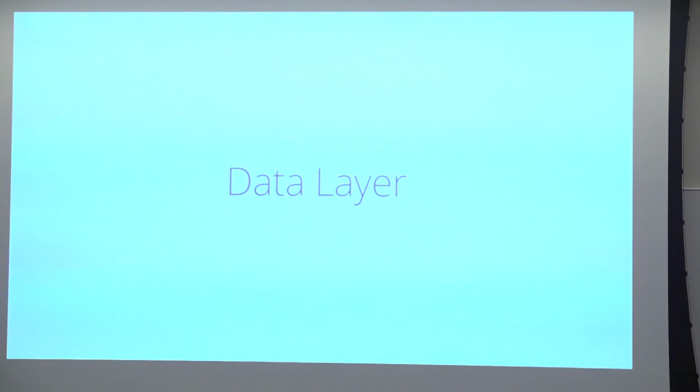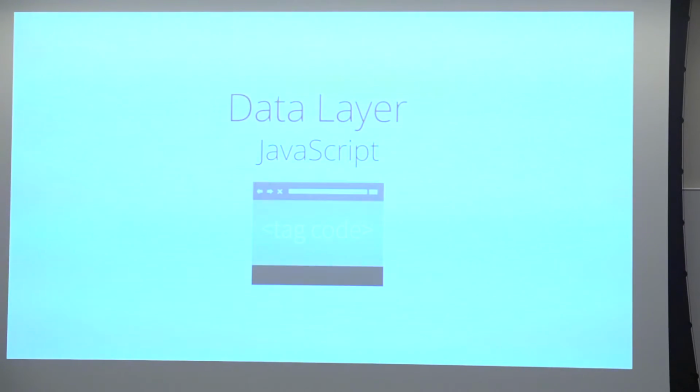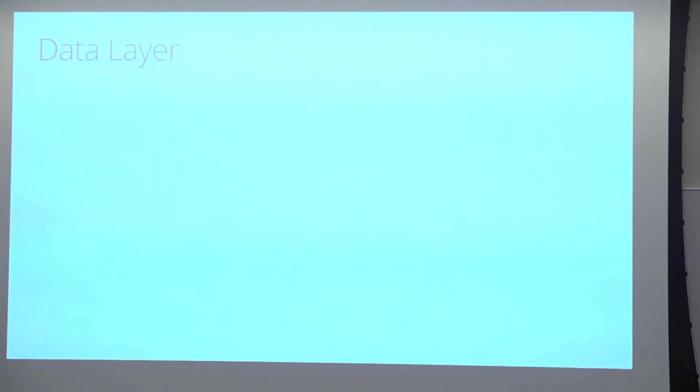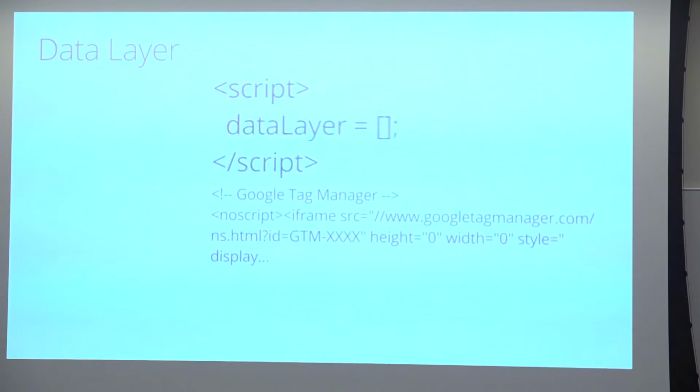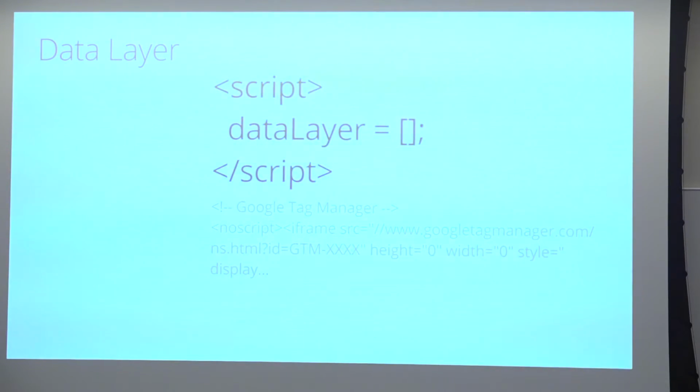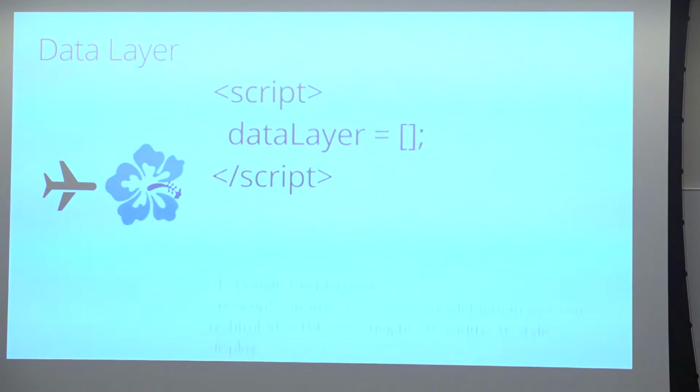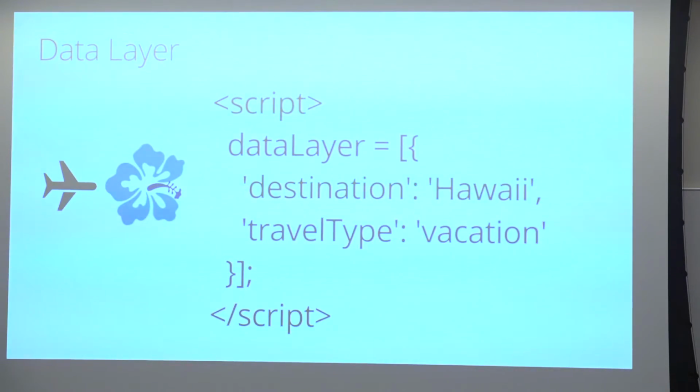The data layer is an optional JavaScript object that you can use to help manage the information your tags are gathering from your site. A data layer is simply object code that can be used to pass events and variables to Google Tag Manager. To generate a data layer on a web page, you simply create an object before your container tag. For example, if you have a tag that triggers when your customer uses your travel website to look at a vacation to Hawaii, the values can be pushed to the data layer when the page is viewed.